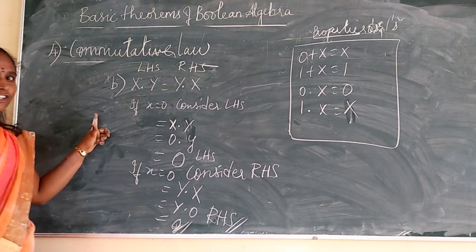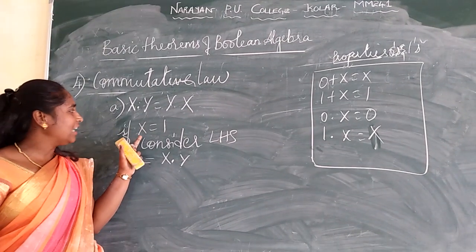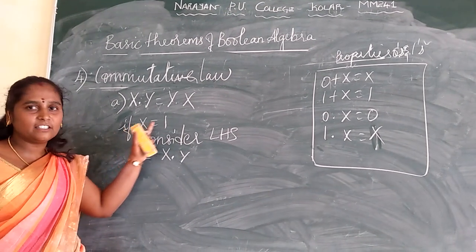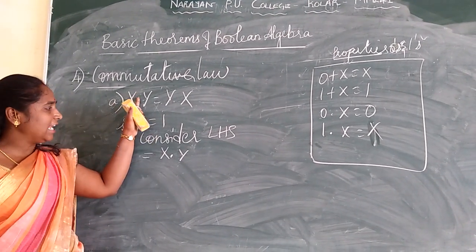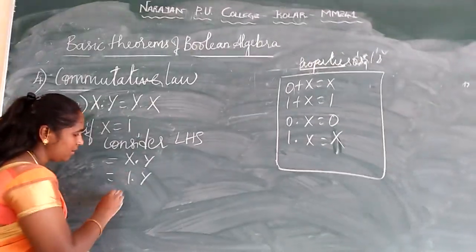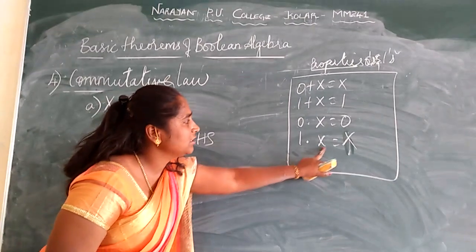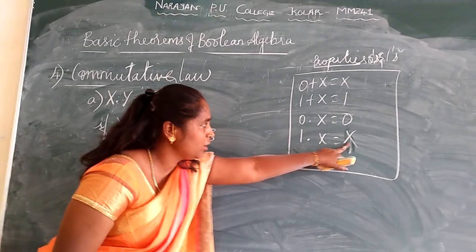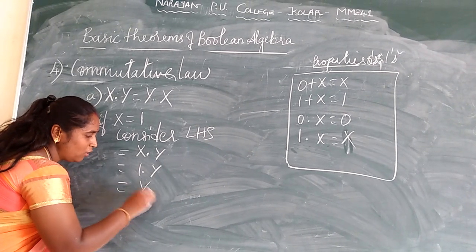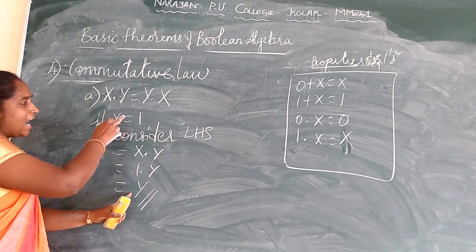So the next condition is, first we substituted x is equal to 0. Next we are going to substitute x is equal to 1. So consider the LHS x dot y. So 1 dot y. That is nothing but 1 dot x, and using the fourth property, 1 dot x is equal to x. So 1 dot y is equal to y. So this is for your LHS.